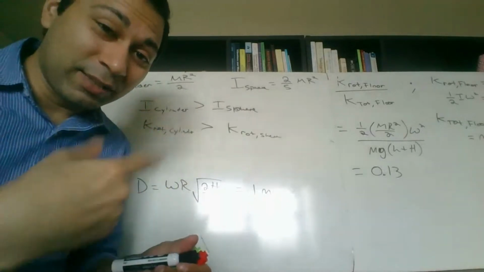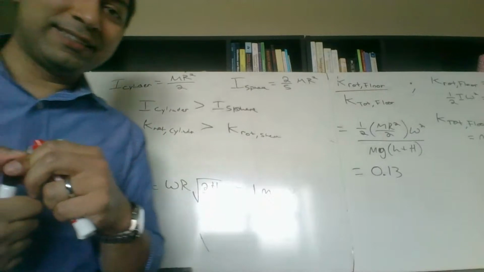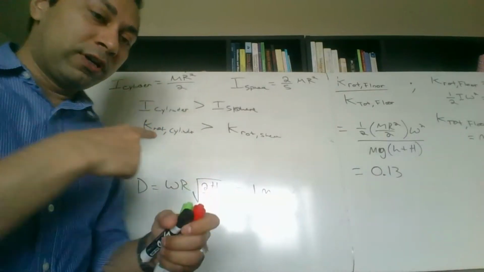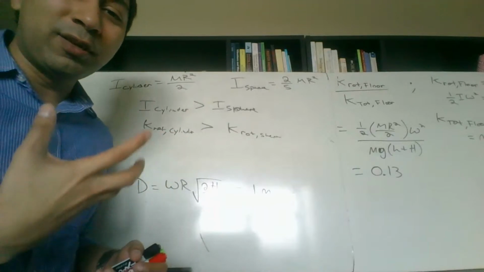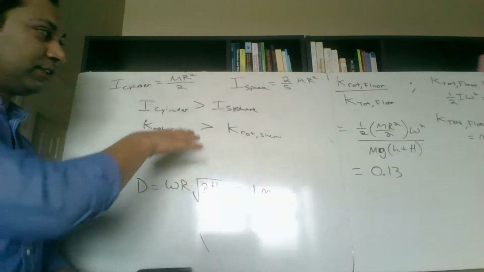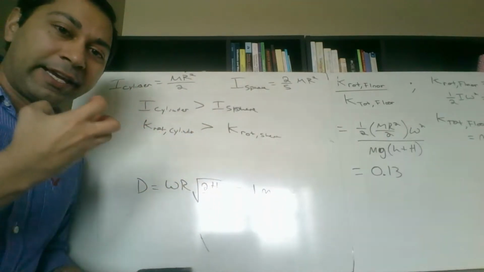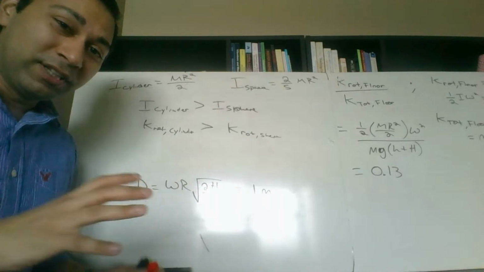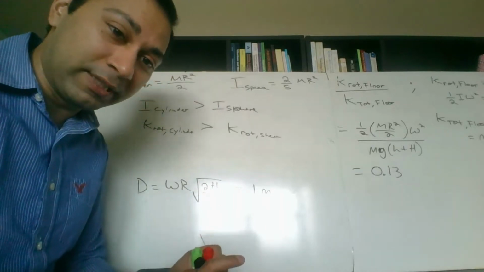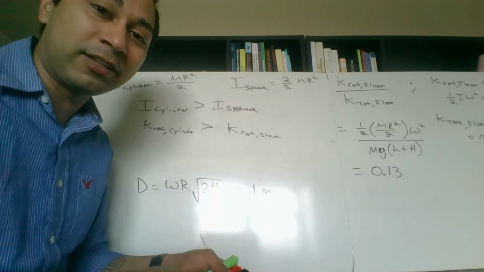Now, that doesn't mean this is going to be spinning slower than this one. What it's saying is that in order for you to turn this thing, you need to put in more work. You could think of I the same way as we think of mass. If there's an object that has more mass and you want it to go down, you have to do more work to it, and so it'll have a greater kinetic energy at the bottom.